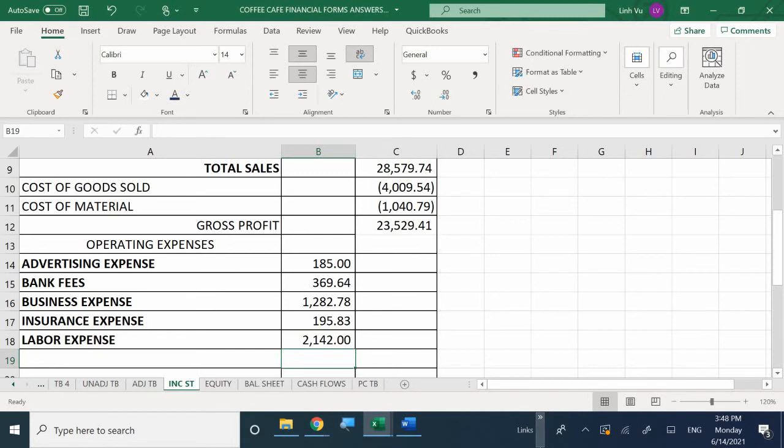Okay. So starting from the very first one, right? This is all of the expenses it costs me to operate my business. So I'm copying from my adjusted trial balance and bringing it over into my income statement. So in this case, I started off with my advertising expense for 185. Had bank fees. My business expense, insurance expense.